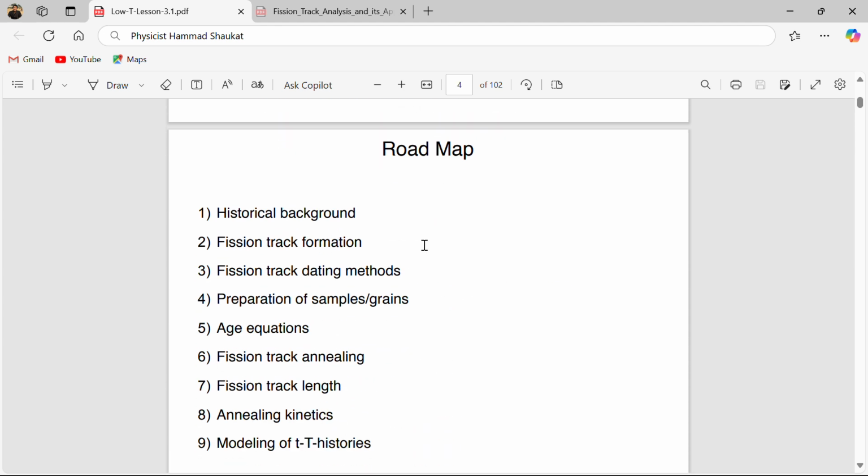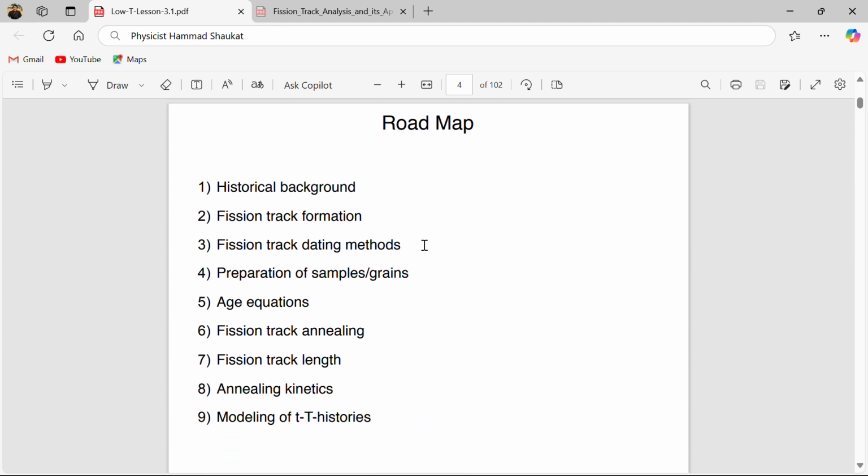Move on towards the roadmap. This is the roadmap which we are going to follow in this course. First of all, we will briefly discuss the historical background of fission track dating. Then we will move on towards fission track formation, how fission tracks are formed. We are going to move towards the fission track dating methods. What are the methods of fission track dating? And then we will move on towards the preparation of sample grains. How can we prepare these samples?